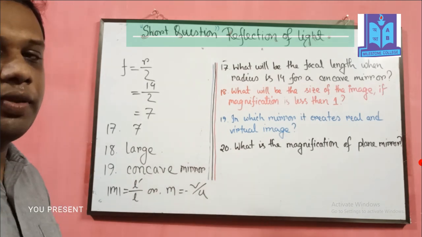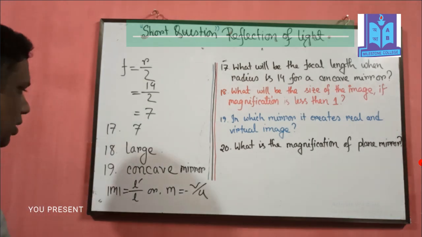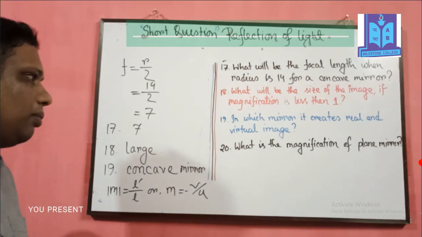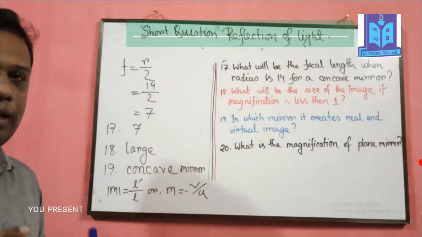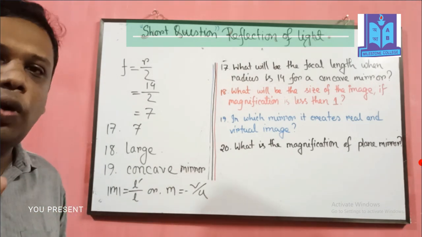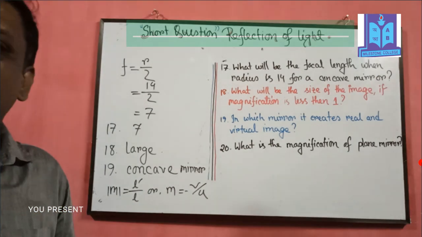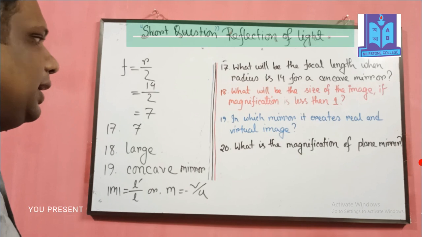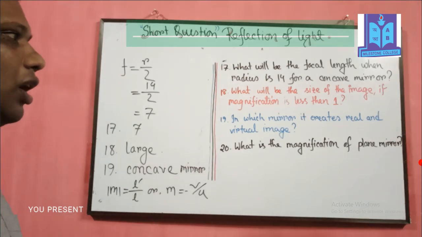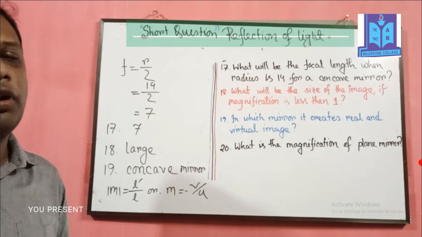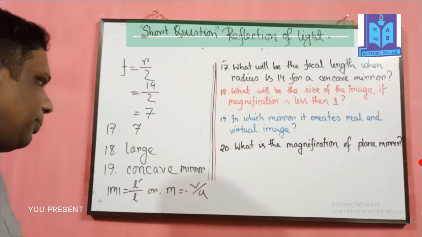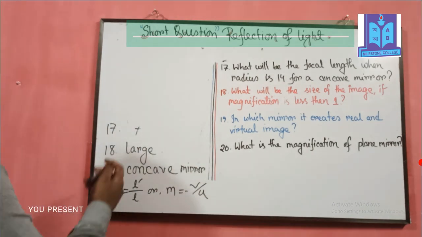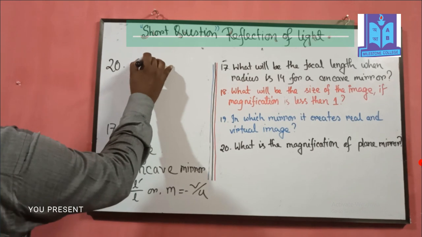So my dear students, for this section the answer will be same, because if the object size is 1 meter, the image size will be also 1 meter, so resultant the magnification will be 1. So my dear students, what is the magnification of plane mirror? The answer is 1 for plane mirror. Okay, so you can write 1 for plane mirror, so the answer will be 1.